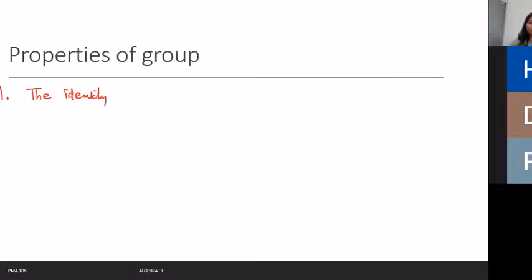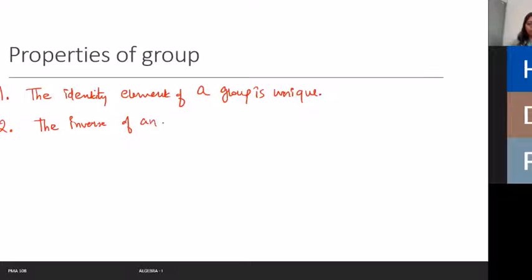identity element of a group is unique. Means in one particular group there cannot be more than one identity element. Okay, this is what it means. The inverse of an element of a group is unique.